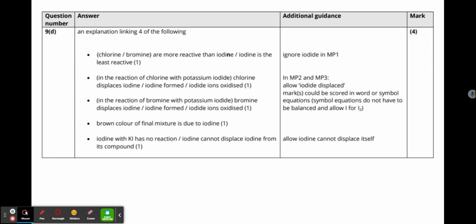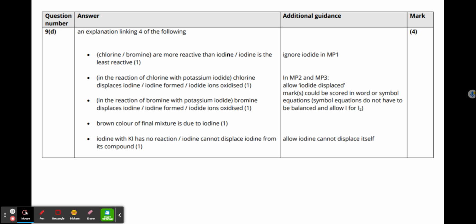Okay, so any of these things, there's 4 marks available, and there are 5 points that you could get these marks from. Something along the lines that chlorine or bromine are more reactive than iodine, or iodine is the least reactive of the halogens listed. A note here, not iodide, it must be iodine. We can say chlorine displaces iodine, or iodine is formed. That gives us the brown colour.